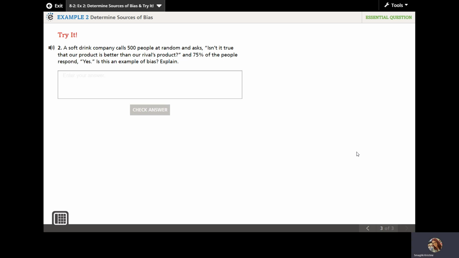Well, yeah, that is an example of bias, because if you're calling them and you are saying that you are that person, you're asking them to approve of you, you're being influential. So really, to make this not biased, you would need some sort of neutral source to ask these questions.